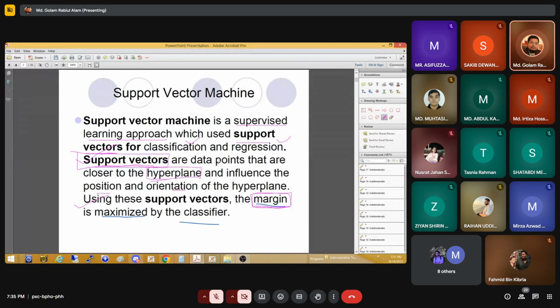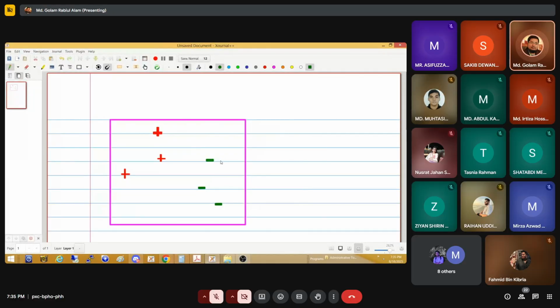To understand the support vector machine, we need to understand the support vectors, hyperplanes, and margin. At first, let's try to understand the support vectors. As mentioned, support vectors are the data points that are closer to the hyperplane. So let's say we have a given data set, and we want to classify positives from the negatives.